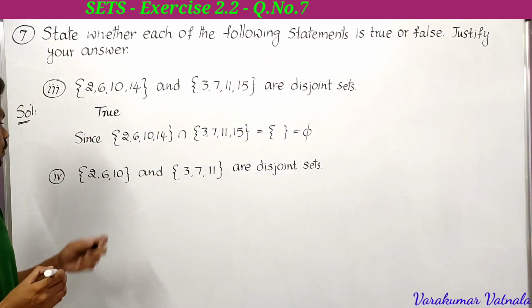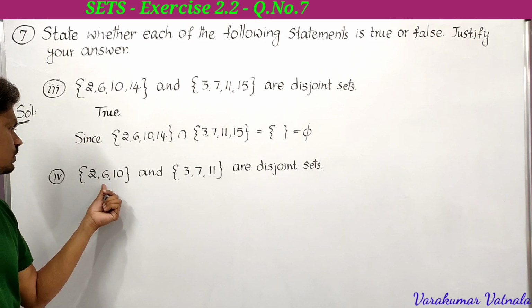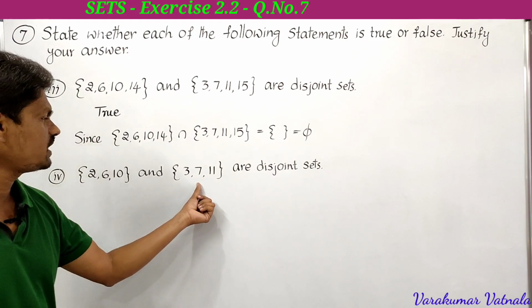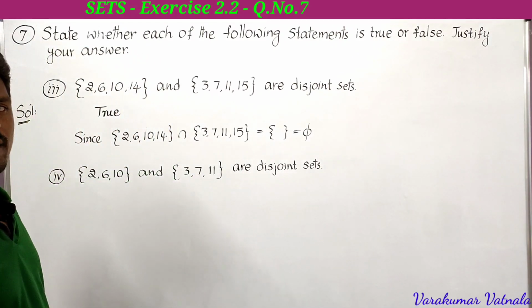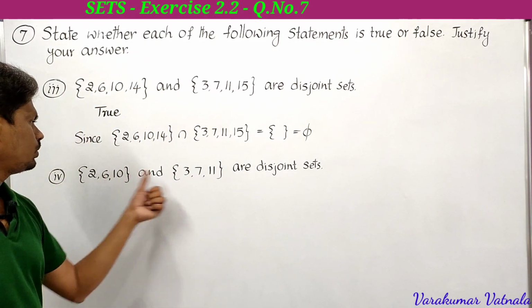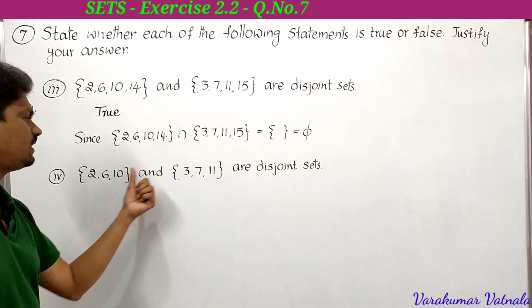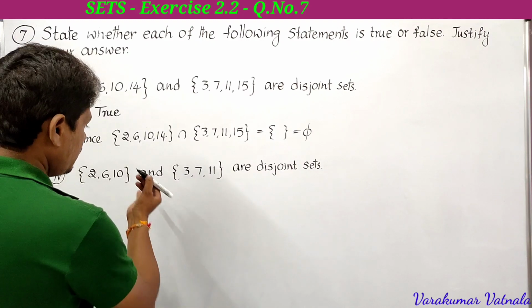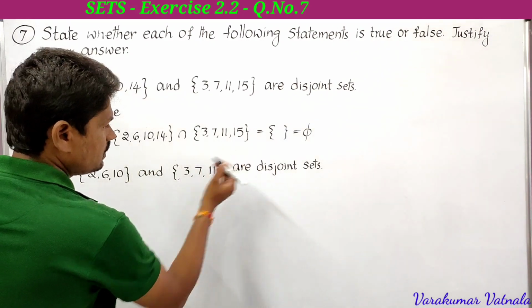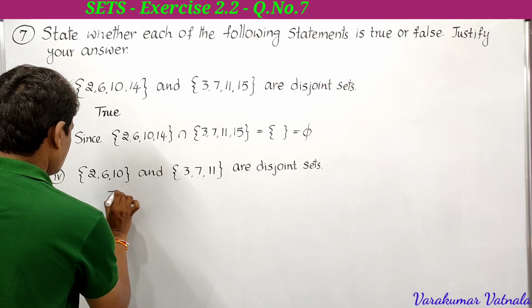So next this is the fourth bit. A set of 2, 6, 10 and a set of 3, 7, 11 are disjoint sets. Again we have to verify the common elements. So 2 is not there, 6 is not there, 10 is also not there. So there are no common elements, hence they are disjoint. Yes, he has given disjoint, therefore it is also true.